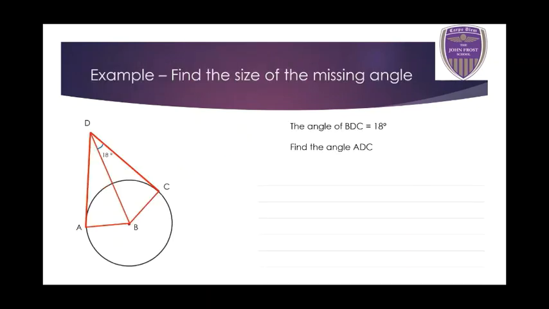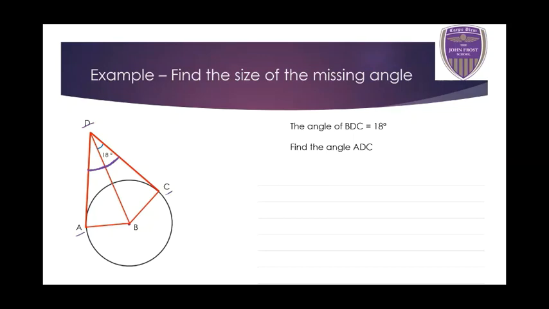So we're given the angle of BDC is 18 degrees. We can see on the diagram we've got angle BDC, and we need to find the angle ADC. So I've got A, D, and C. So actually we're looking for the big angle, the angle between both the tangents. Now if you remember the last little bonus rule I gave you, if you draw a line from the external point to the center of the circle, you will bisect the angle between the tangents.